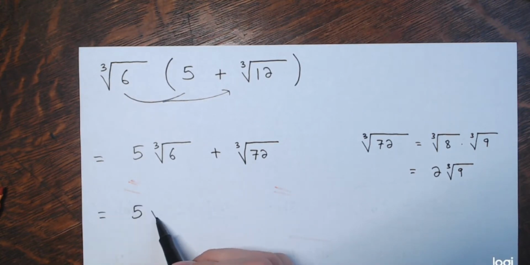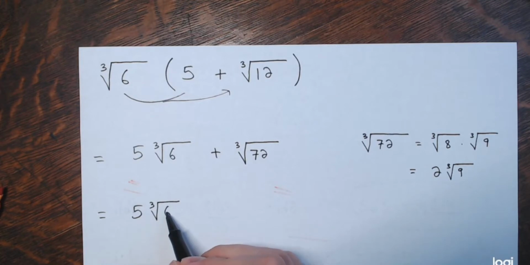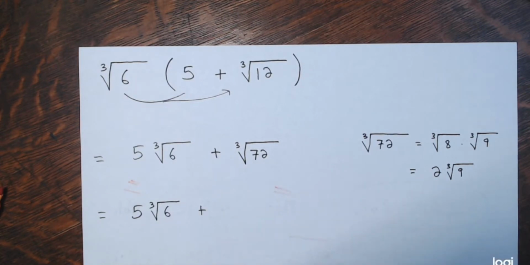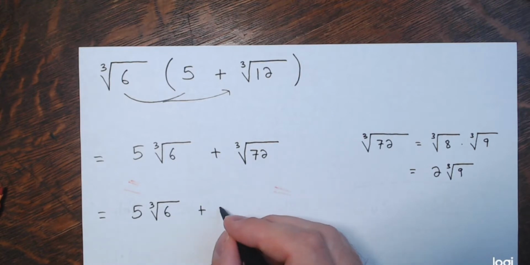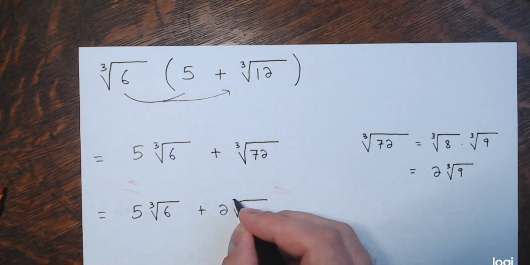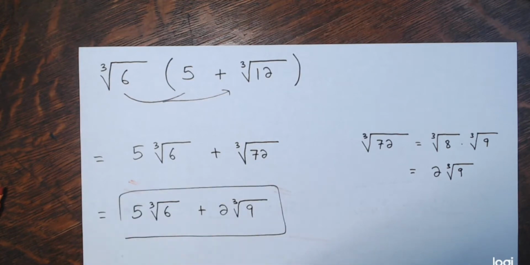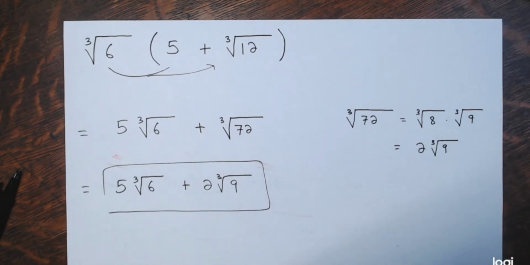So we have 5 times the cube root of 6 plus, and then the cube root of 72 is 2 times the cube root of 9. And then these don't go together, right? Because they're not like radicals. They're both cube root terms, sure, but the radicands are different, 6 and 9. So this is as far as it goes. Do not combine these. And that's what I'll enter.